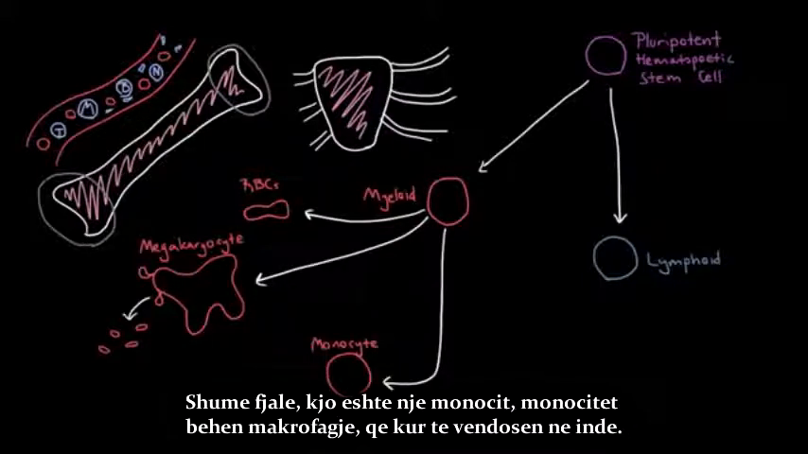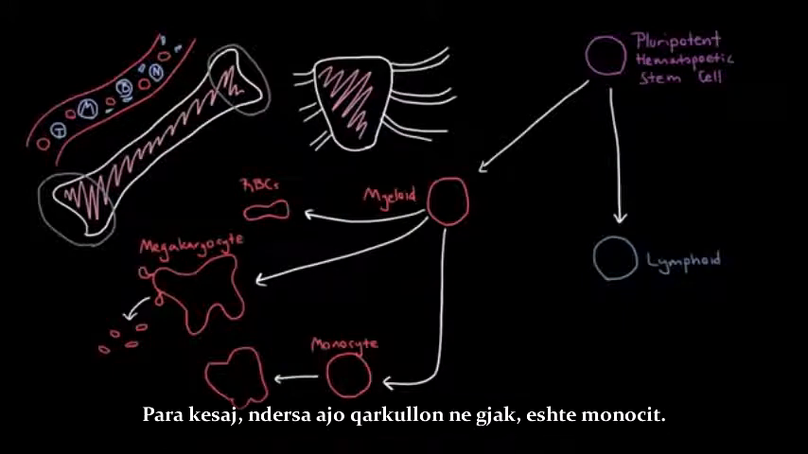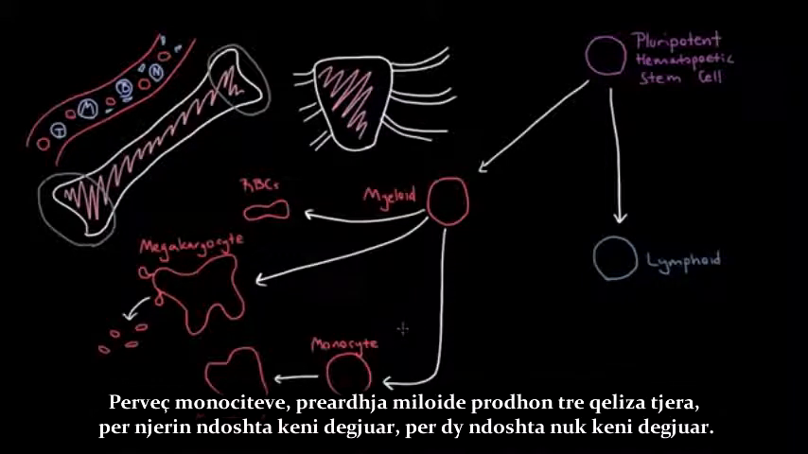There's a lot of crazy words here, but this is a monocyte. Monocytes actually become macrophages once they settle down in the tissues. But before that, while they're still circulating, they are monocytes. And in addition to the monocyte, the myeloid lineage gives rise to three guys, one of whom you have probably heard of, two of whom you may not have heard of.